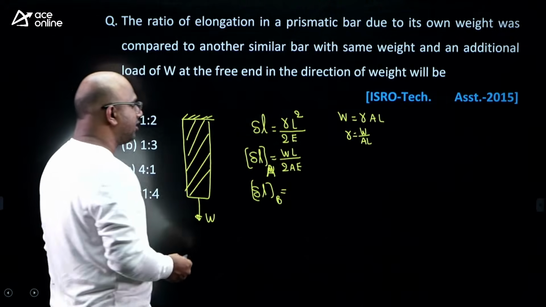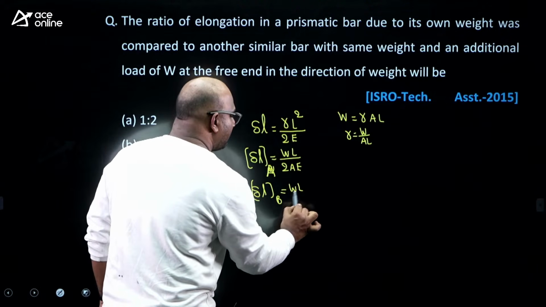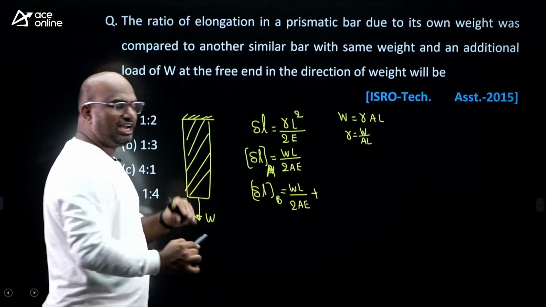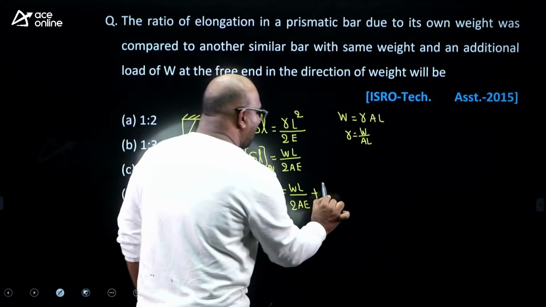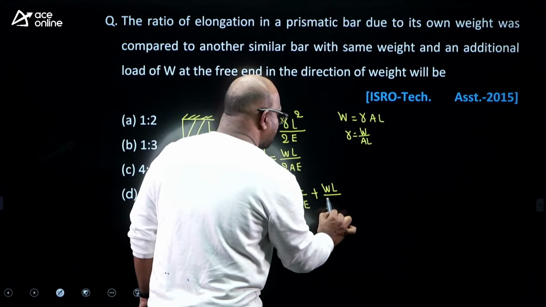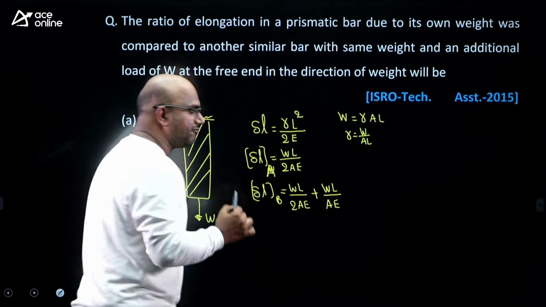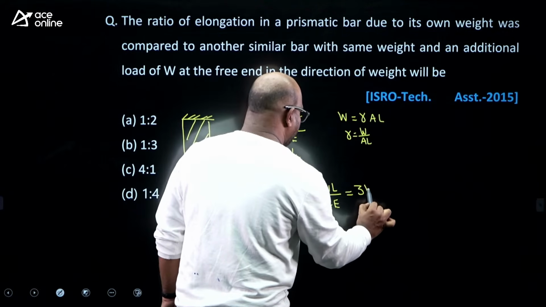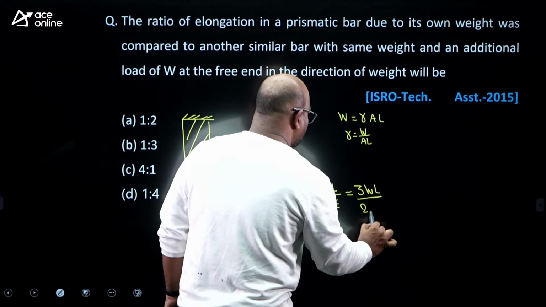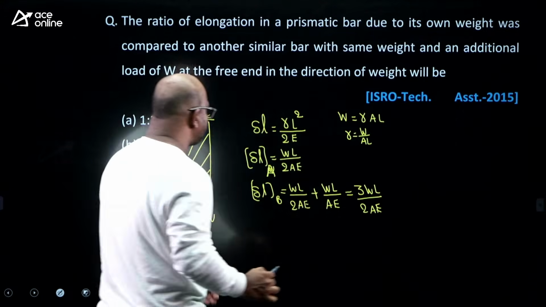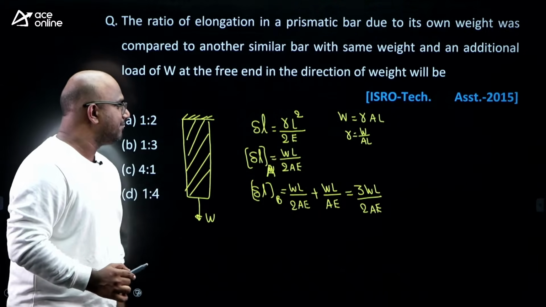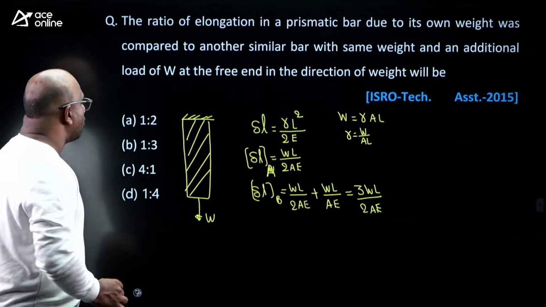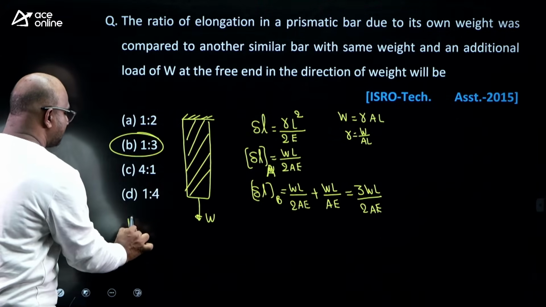Due to self weight how much, guys? Anyone? WL by 2AE plus due to end load how much? Anyone? WL by AE, because PL by AE itself. How much is coming, sir? It is coming as 3WL by 2AE. It is asking the ratio of delta A by delta B, guys. So WL by 2AE to 3WL by 2AE is coming as 1:3, that is the right answer, guys.